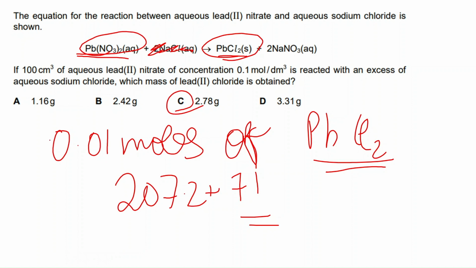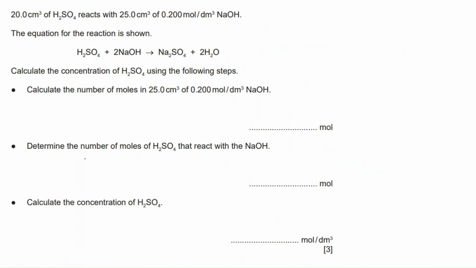Okay, now next, the question is 20 centimeters cubed of H2SO4 reacts with 25 centimeters cubed of 0.2 moles per decimeter cubed of NaOH, and we need to find out the moles of NaOH. So that's going to be again 0.2 into 25 divided by 1000, which is going to be 5 times 10 to the power minus 3.